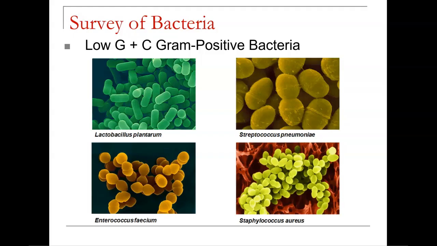Some more low G+C gram-positive bacteria that we're going to have are lactobacillus. These are non-endospore forming, and they're going to be used in the production of yogurt, buttermilk, pickles, sauerkraut, and sourdough bread. They're normally going to be found in your mouth, they're found in your gastrointestinal tract, and they're even found in the vagina. They rarely cause disease.